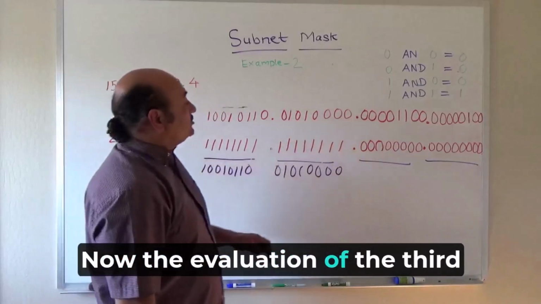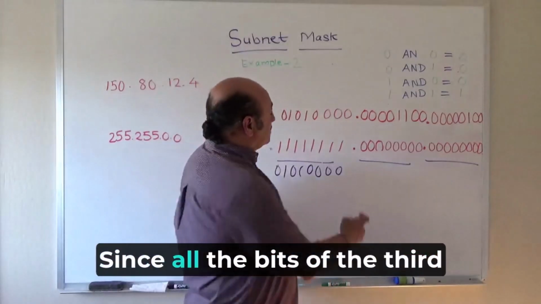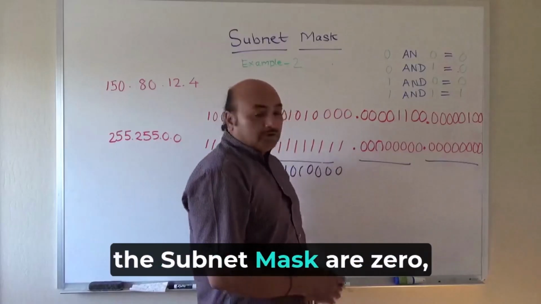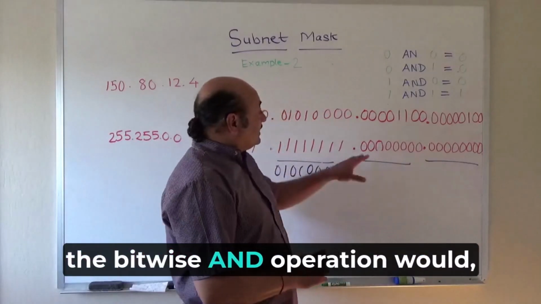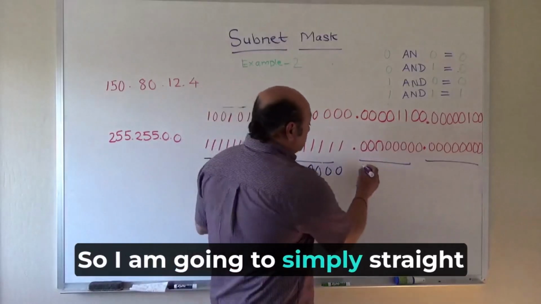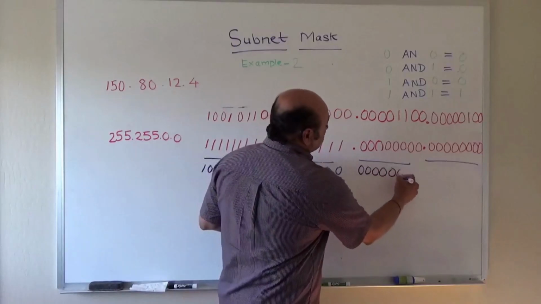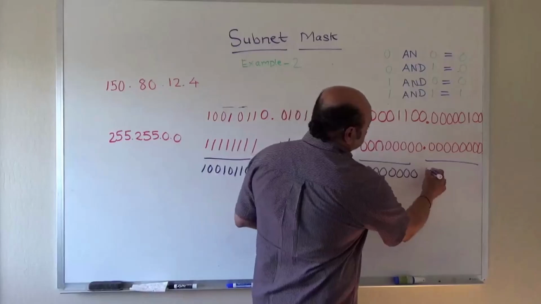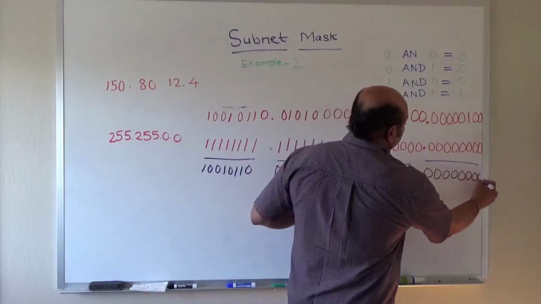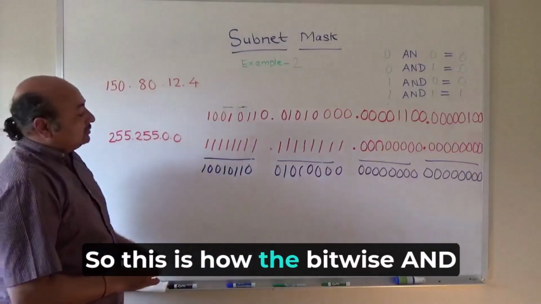Now the evaluation of the third and the fourth byte is plain and simple, straightforward. Since all the bits of the third and the fourth byte of the subnet mask are 0, the bitwise AND operation would, for every bit, result in a 0. So I am going to simply put all zeros here.